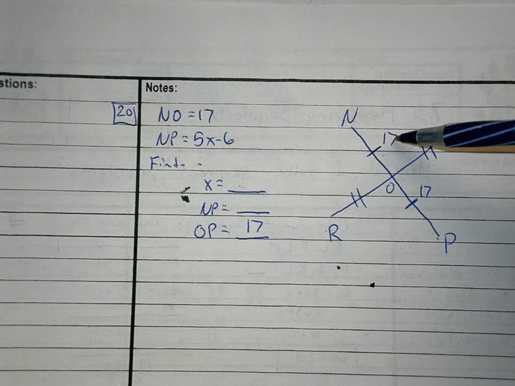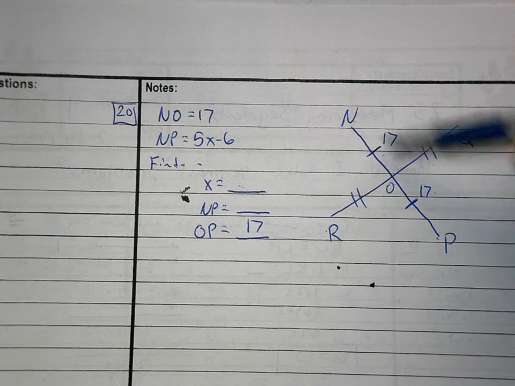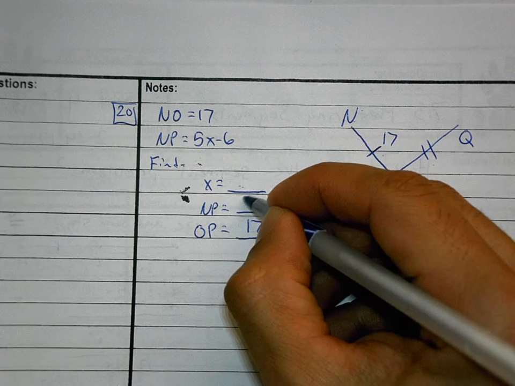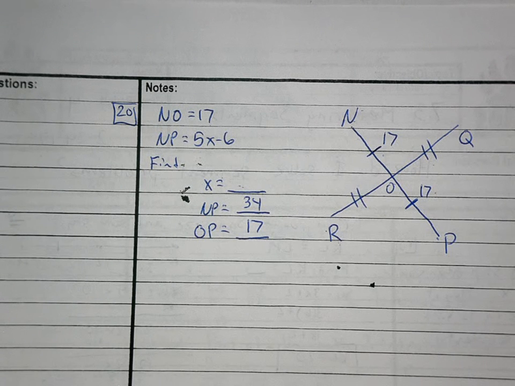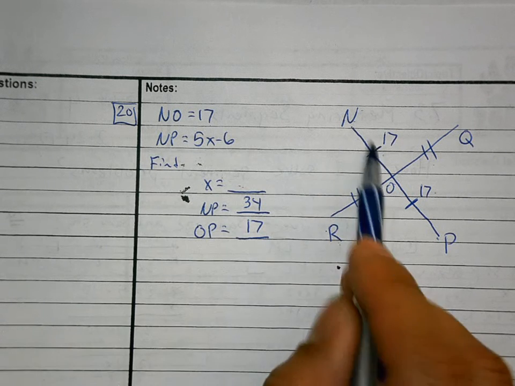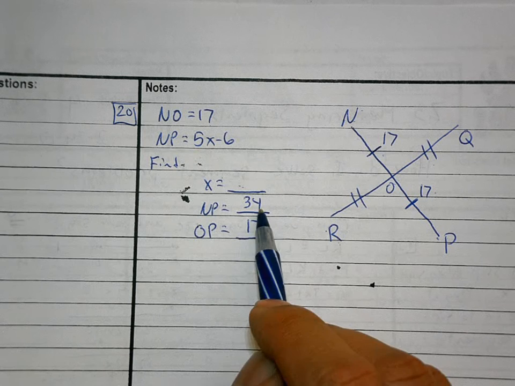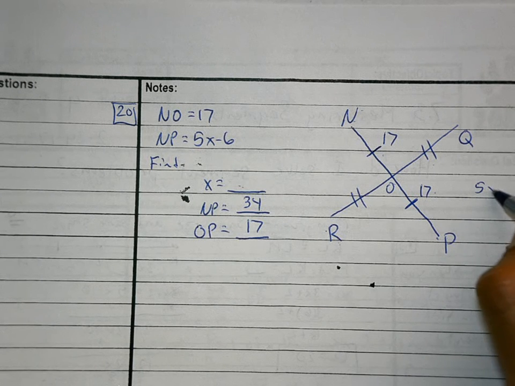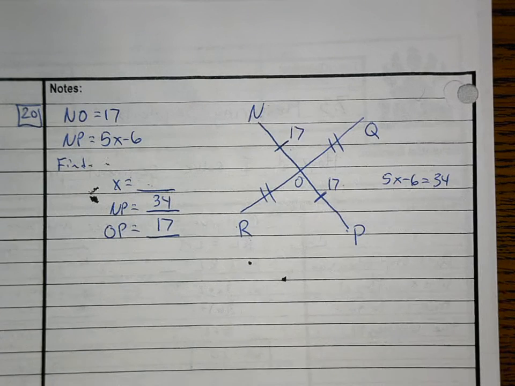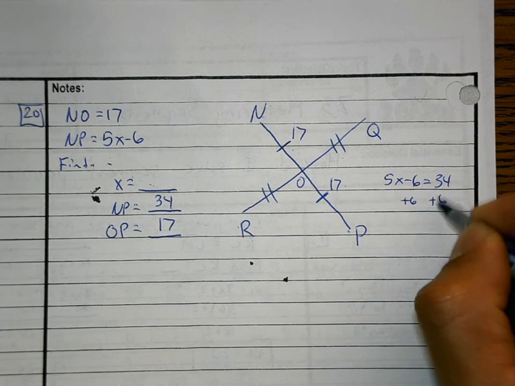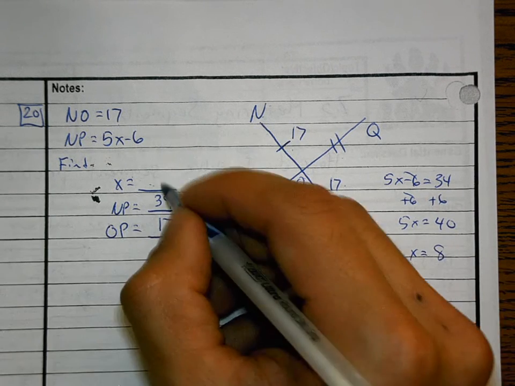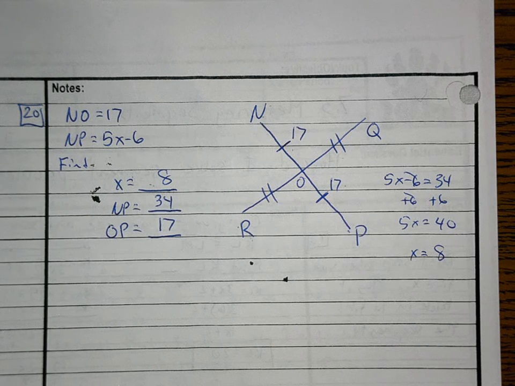So now that you've figured out what this piece is, can you figure out what the distance from N to P is? Yeah. What is that distance? 34. And do we know what X is yet? No, not necessarily, but we know that NP, this full distance, is 34, and that equation, 5x minus 6 is equal to 34. We can solve it for it. And X is equal to 8. We'll stop our notes right there.